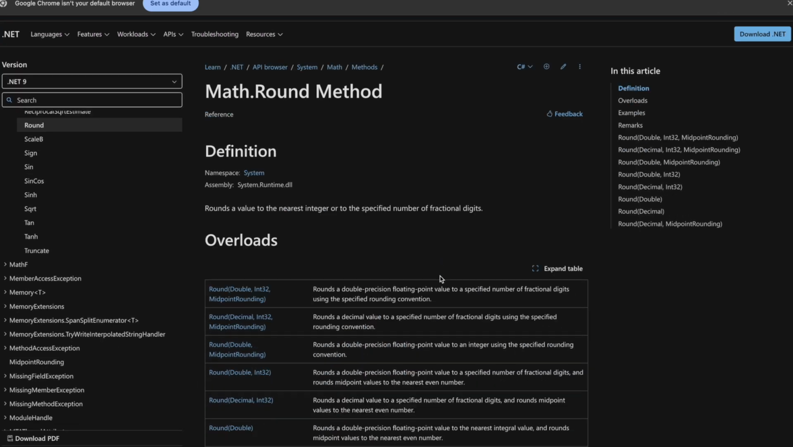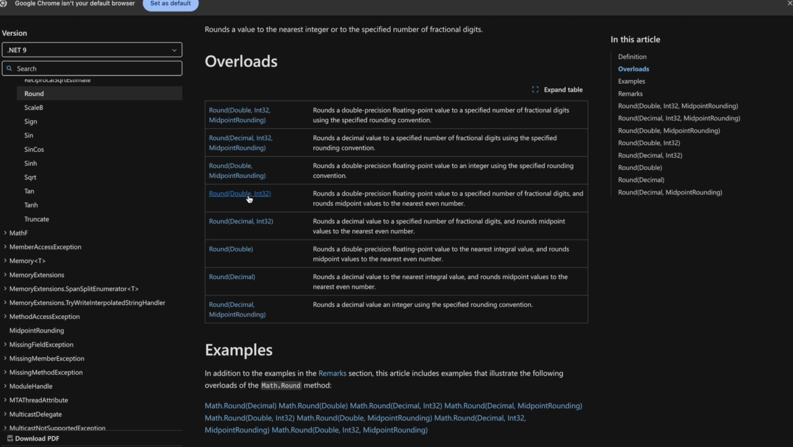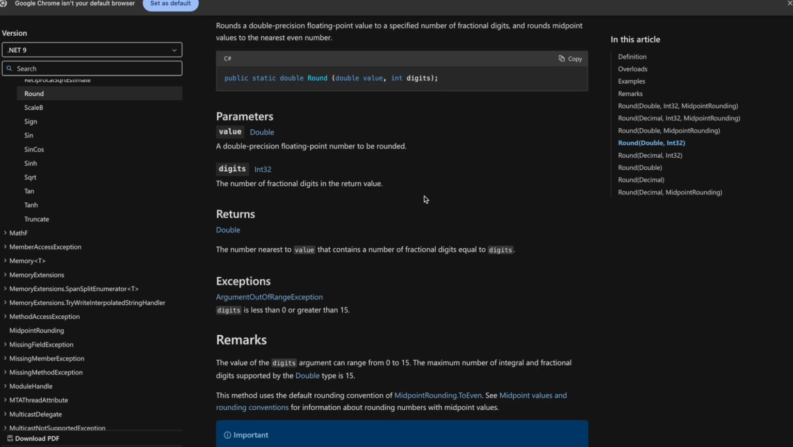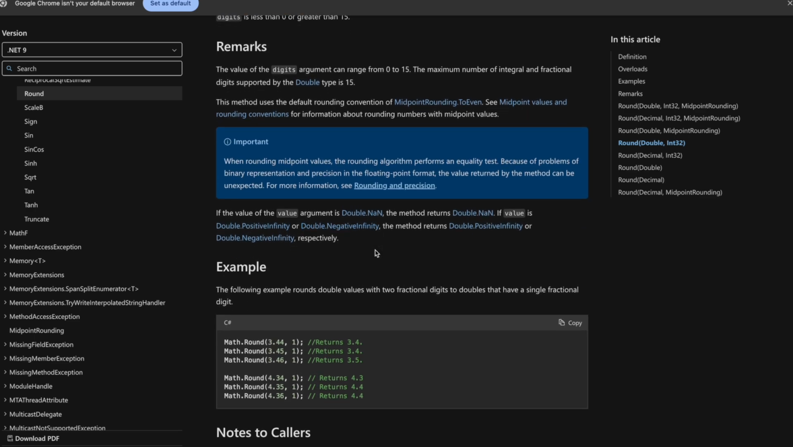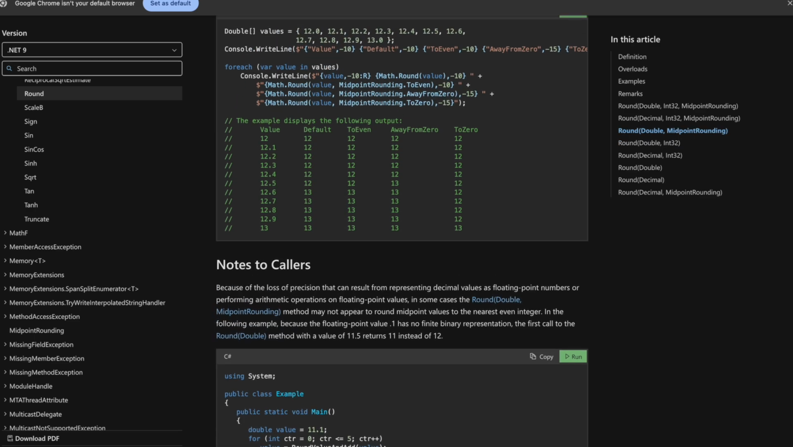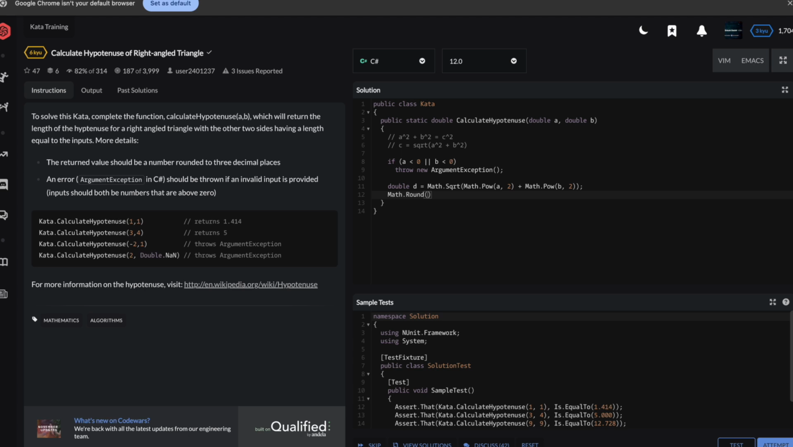So you would actually find the overload that you're looking for here. This is probably something like this. Yeah, the value you want to round and then how many digits you want it to round to. So we'll try something like that. So we can say we're going to use Math.Round, d to 3 digits, right? And I'll end up combining these into one statement.